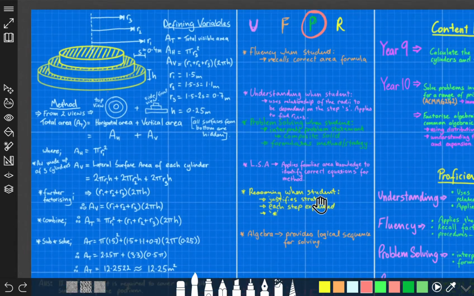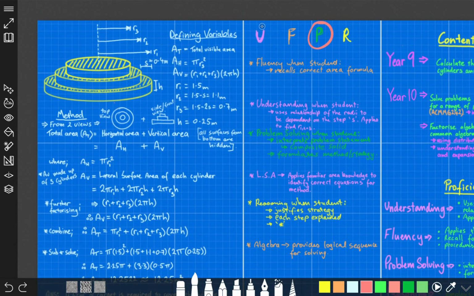Further to that, we've got understanding. So we'll move on to understanding now, Mr. Pink. So understanding when they actually relate the relationship of the radii to be dependent on the step S. So they've applied that S over here to find all these R values. Okay, so all those R values there, and they'll define them all in here again. All your justification and communication there with the defining variable section.